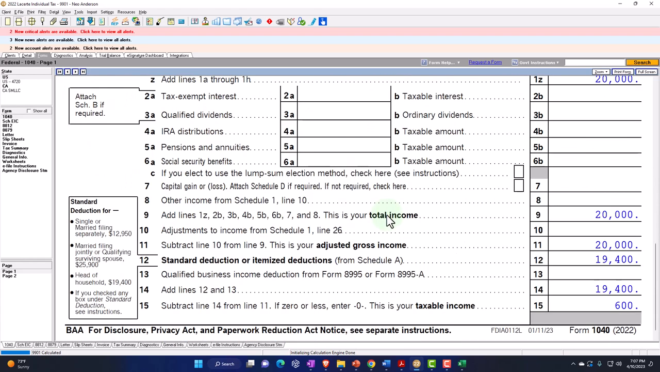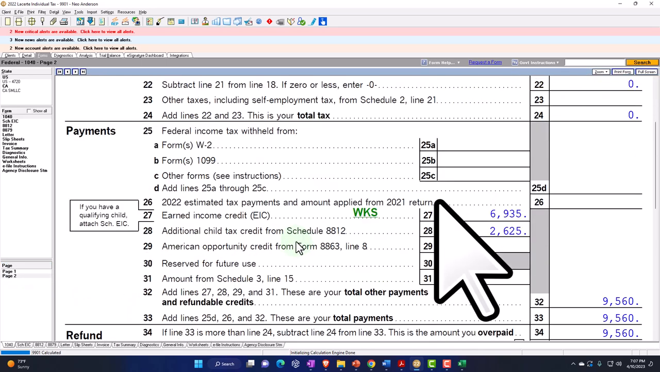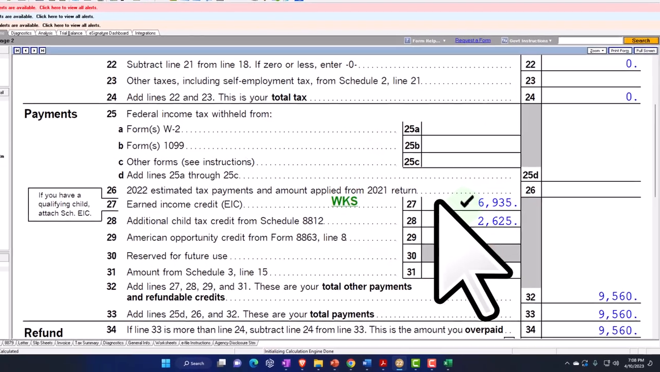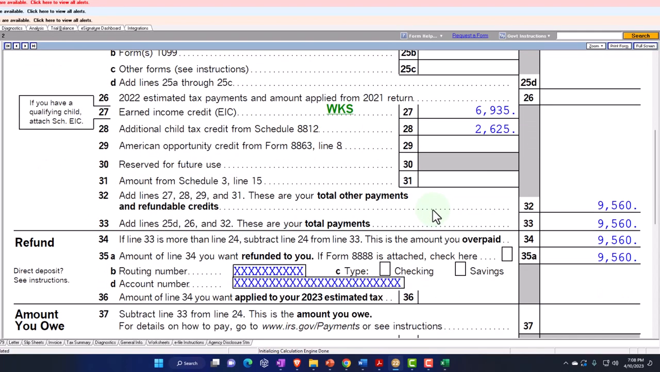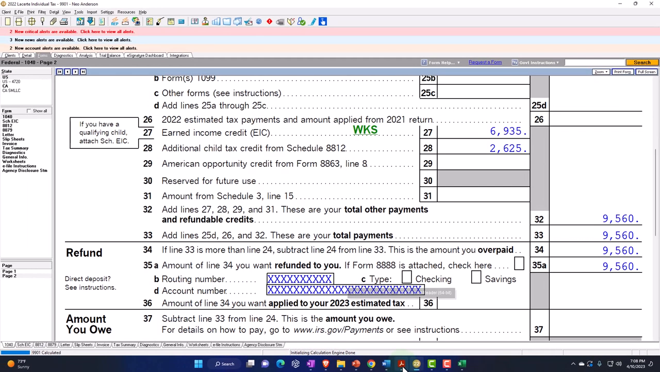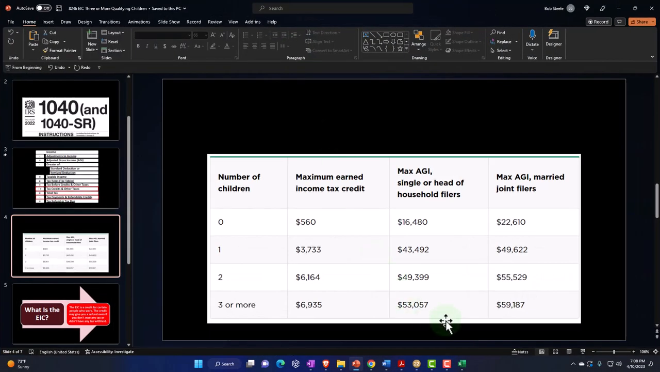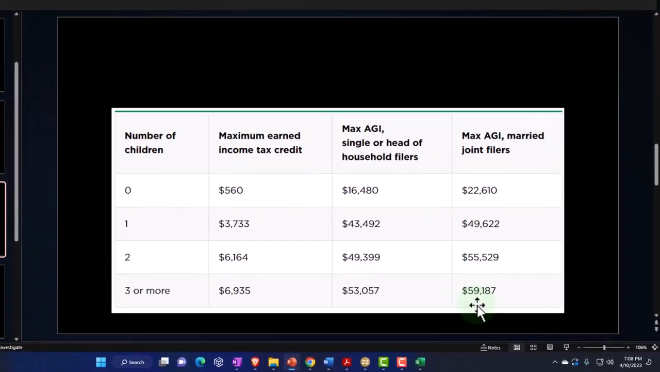Only earning 20,000, so I barely got the money to hold on to these kids. But I'm still at the 6935 because you don't get any more benefit from the EIC above that threshold. Now if they were married, the threshold will change. So you can imagine another curve, but it's not exactly doubling everything because you still have the maximum at the 6935 and you're only having a maximum AGI.